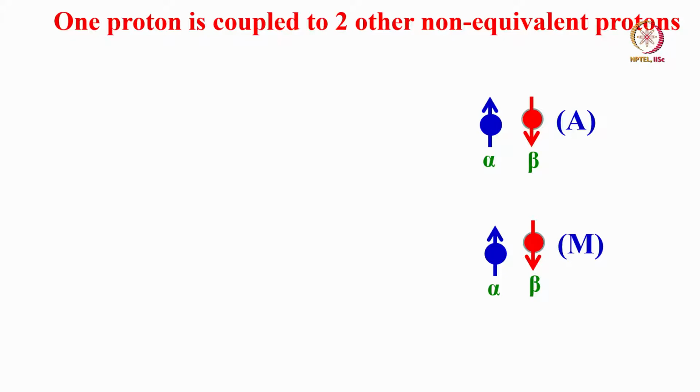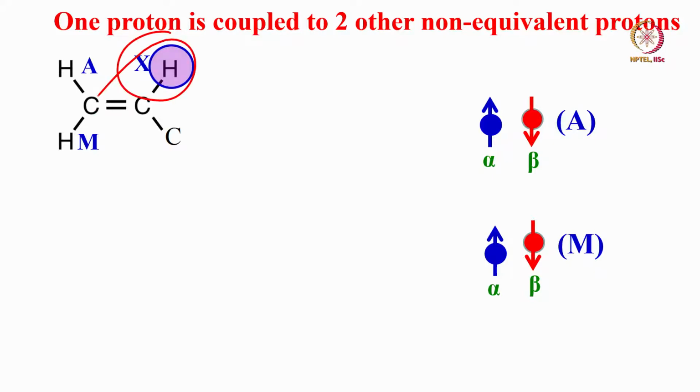Let us say one proton is coupled to other non-equivalent protons, how will it affect? I am considering a situation where one proton is coupled to 2 other non-equivalent protons. Remember, this is a hypothetical case. I look at proton X in this hypothetical molecule. Now it can couple to proton A and proton M simultaneously. Whatever the coupling strengths, they are different, we do not care, but there is a coupling. Now let us start with proton X without any coupling. Assume the coupling is 0. Then how many peaks do you expect? Only 1, because the coupling strength is 0.